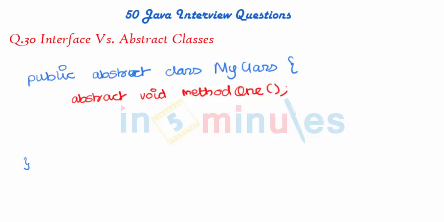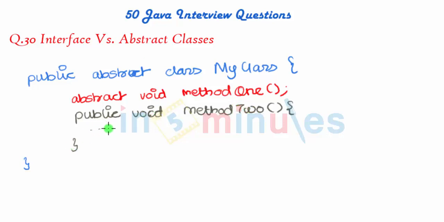Now this method is abstract. However, we can have another method which is concrete in nature. And when I say concrete, I mean that it'll actually have a definition. It looks something like this: public void method2. Now inside method2, we can have our code. So that's how you create an abstract class.